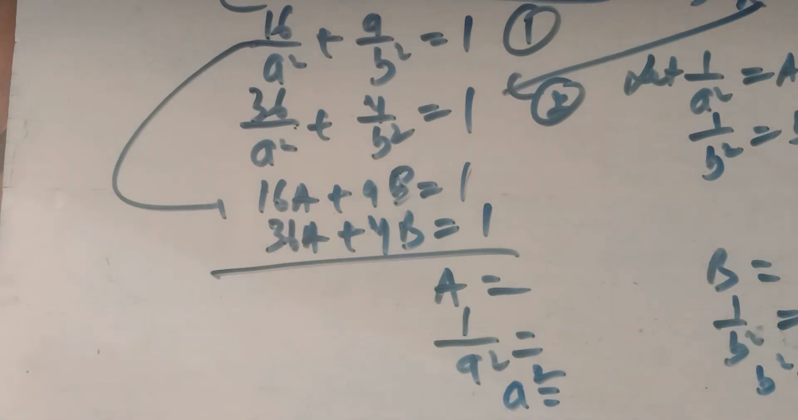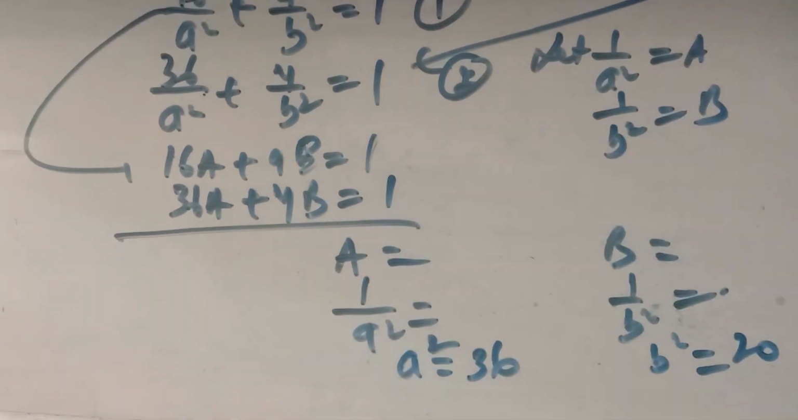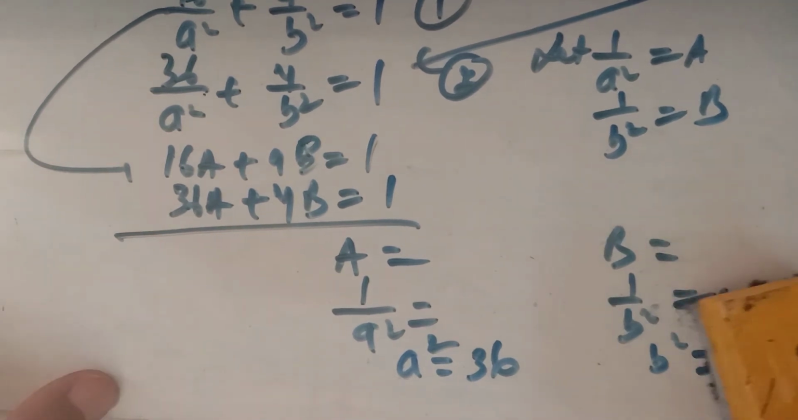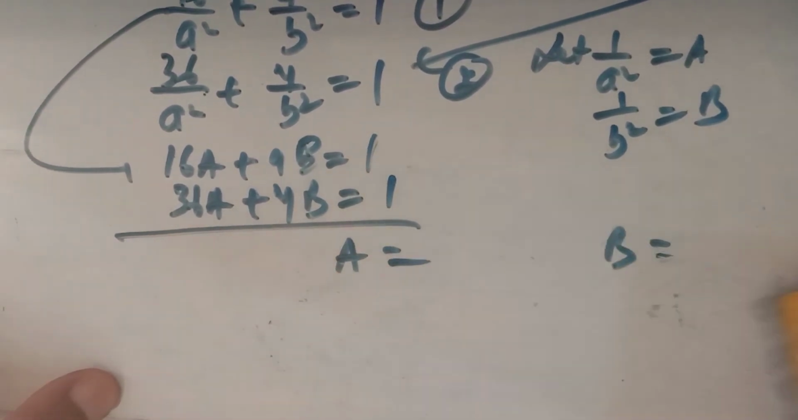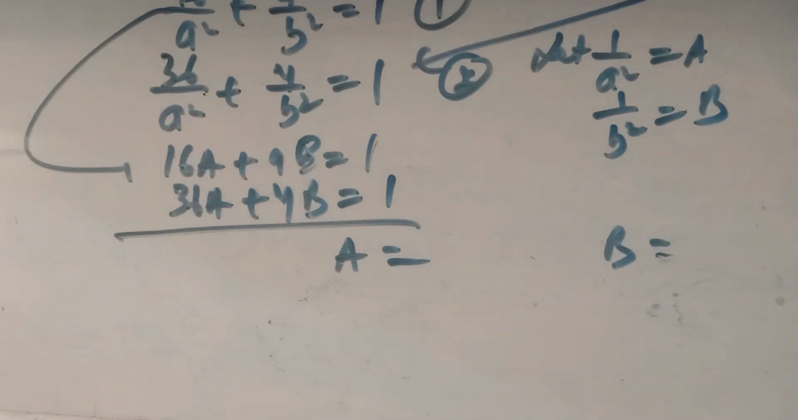Now when you solve these two equations in question number 12, you are getting the value of a square as 6, and the value of b square you'll get as 20, and you put these in the equation to get the equation of the ellipse. When you solve these two equations simultaneously in question number 20, you see it again.